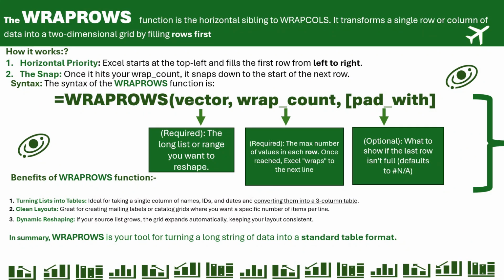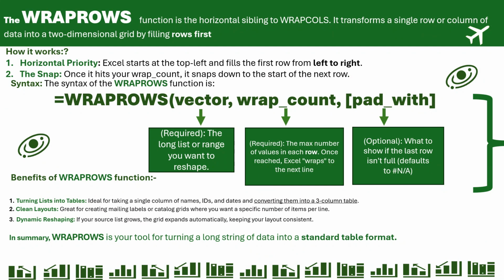So let's understand the benefit of this function. This function is turning a list into a table, ideal for taking a single column of names, IDs and dates and converting them into a three-column table. Clean layouts, great for creating mailing labels or catalog grids where you want a specific number of items per line.